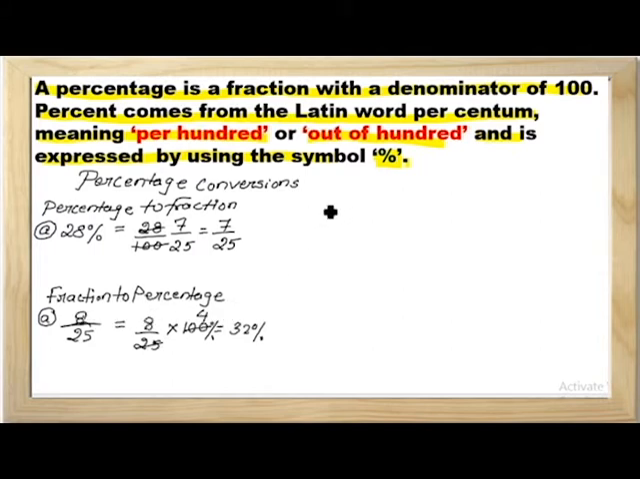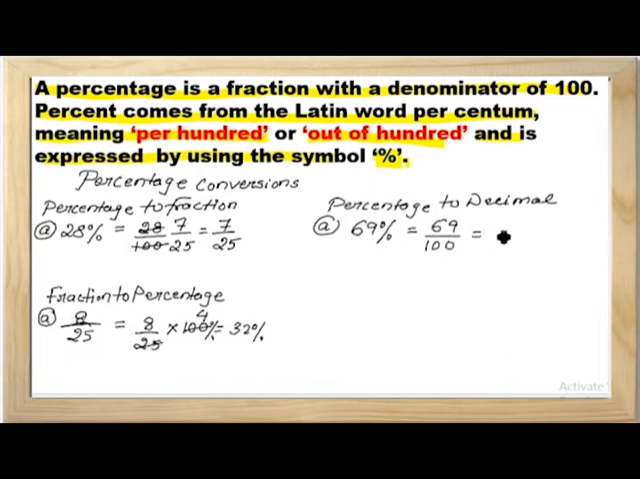Now the next is percentage to decimal. For example, the percent is 69%. Now this 69% we have to convert into a decimal. So how can we convert? We can write 69 upon 100, or we can write 0.69. So this percentage is converted into a decimal.